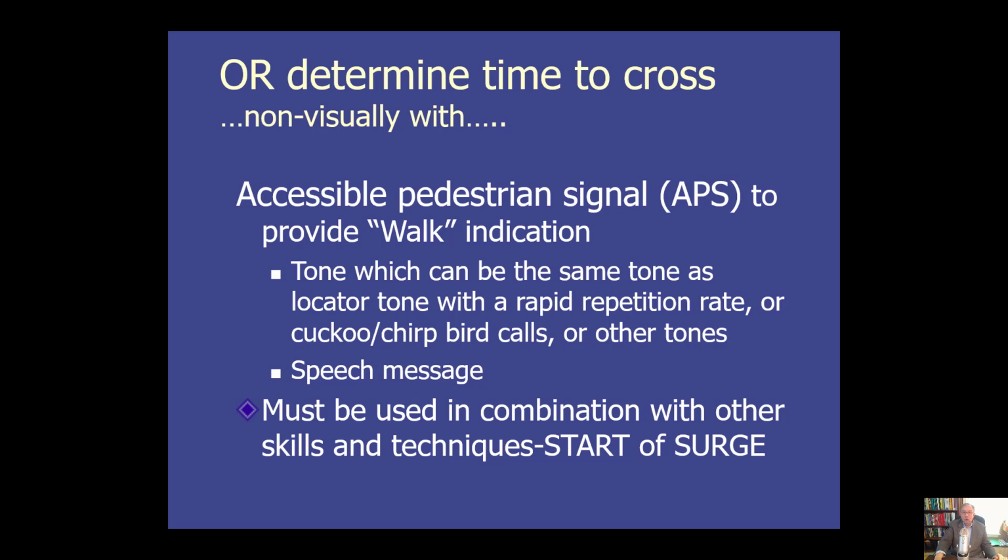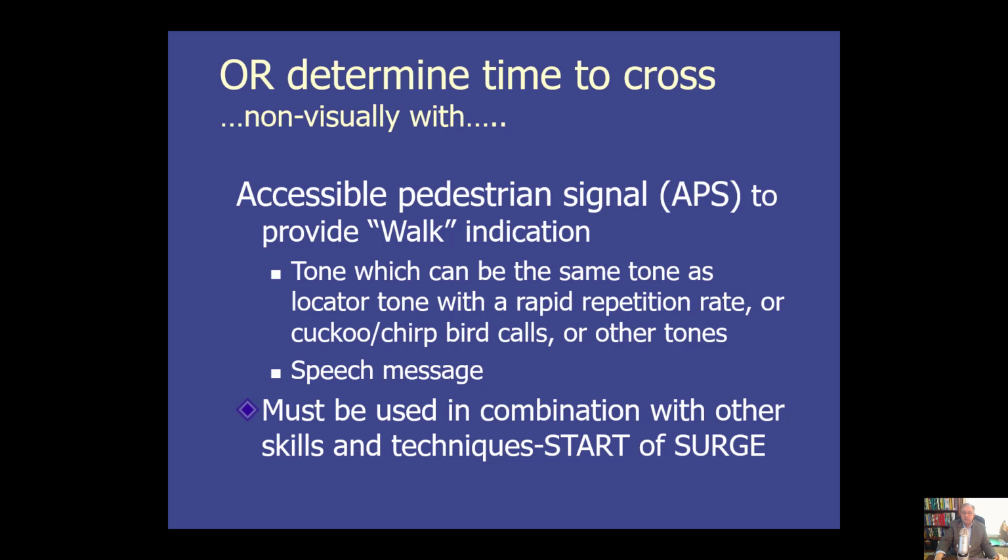Now, that will have a tone which can be the same as the locator tone that someone hears as they're approaching, but with a rapid, repetitive rate. Or sometimes we'll find a cuckoo or a chirp bird call, or other tones. The cuckoo, generally speaking, is north-south. The chirp is east-west. And some of them are speech messages that will tell the name of the street, which is good for orientation.